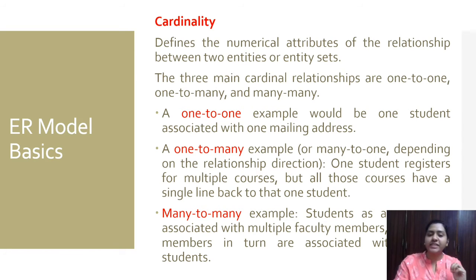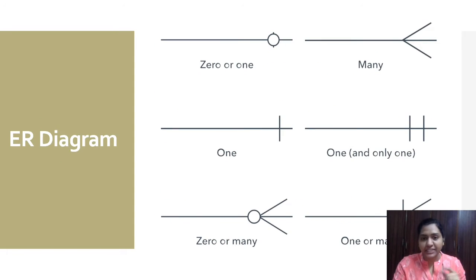These three important types are there for cardinality, and the representation is given in this way. In the ER diagram, we will be following these symbols of representation for expressing the cardinality. What is the meaning of this? One particular object from one entity gets connected with one particular object of another entity.